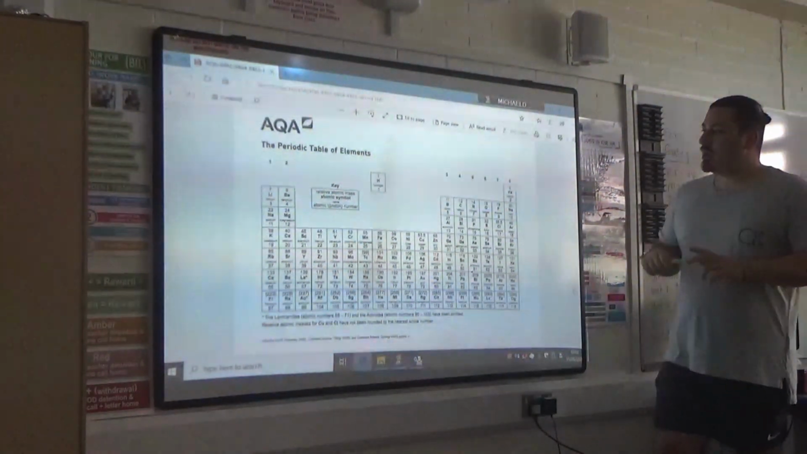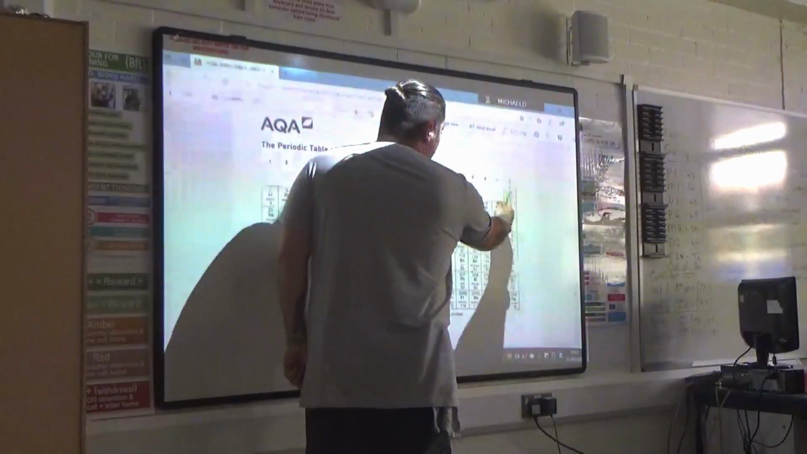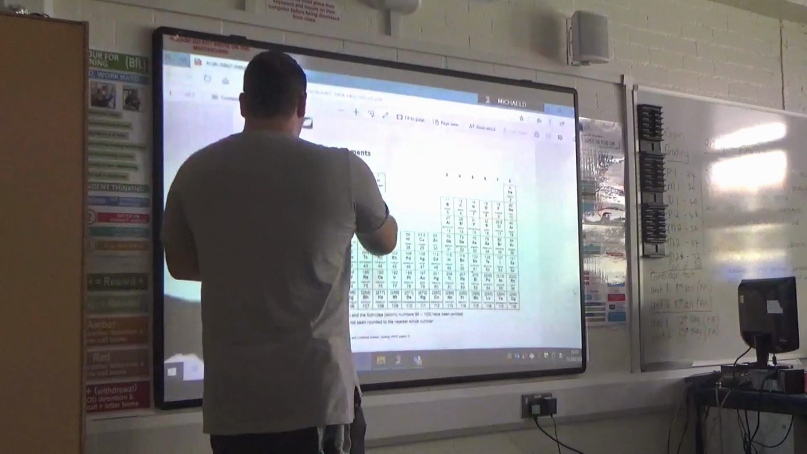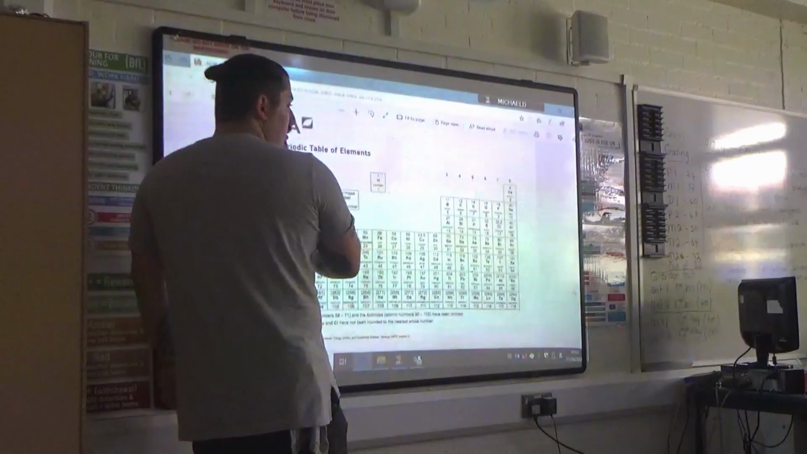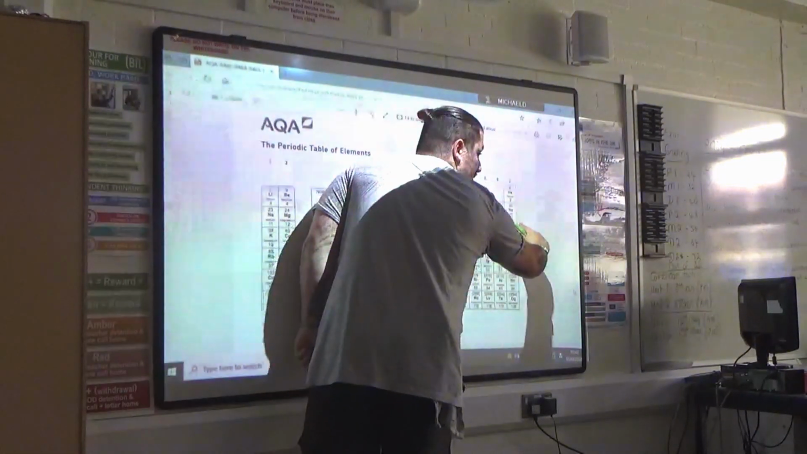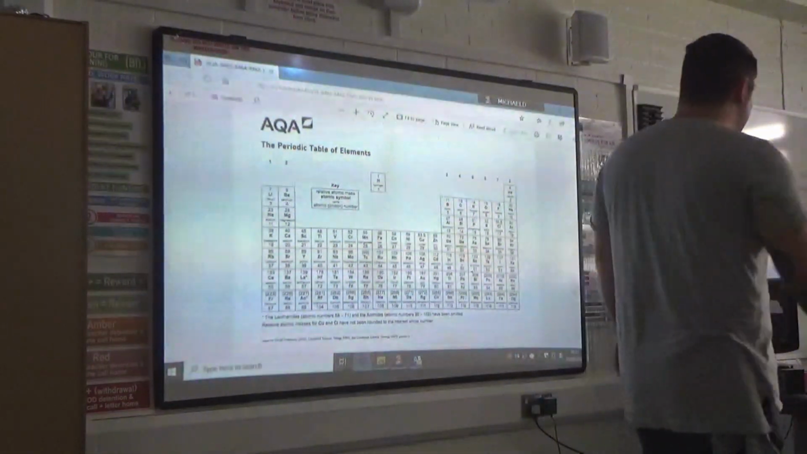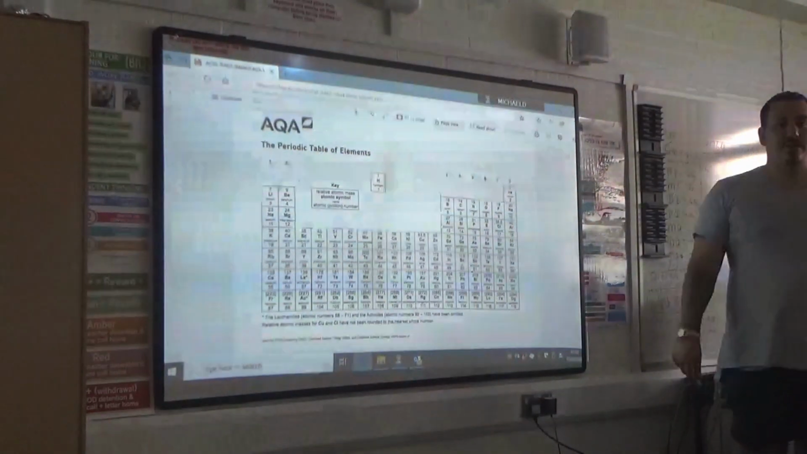How many electrons in the outer shell of this group? 4. How many electrons in the outer shell of this group? 7. Good. If this is the start of the shells, how many shells has this group got? 2. How many shells has this group got? 3. Good, and it goes across, right? Do you get this sheet in your exam? Yes. Good. What is it called? A cheat sheet, or commonly known as the periodic table.